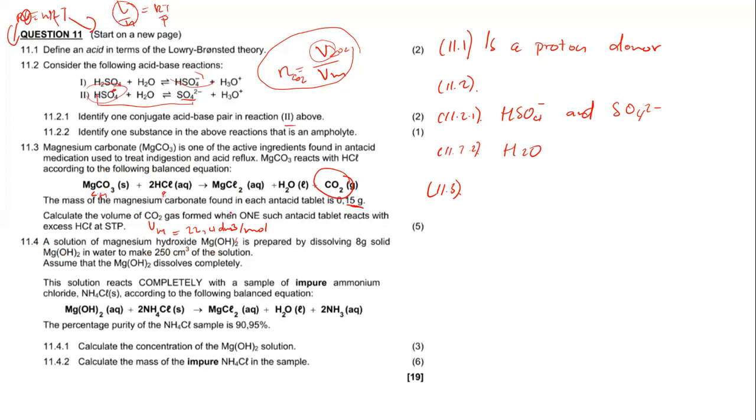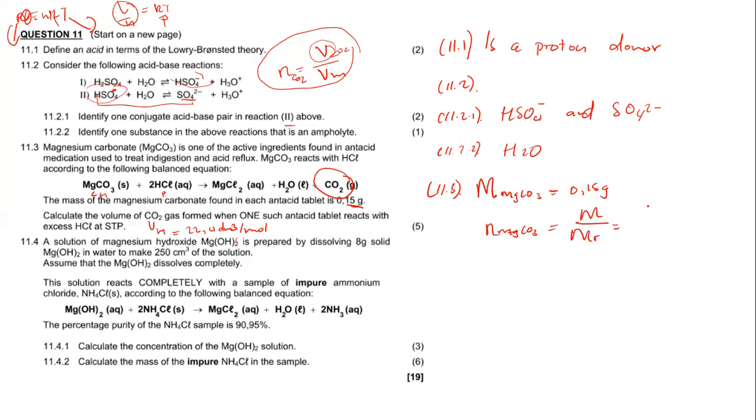So the mass of magnesium carbonate is given to be 0.15 grams. We're going to convert this mass into number of moles. This is our limiting reagent, right? To determine the number of moles, we need the molar mass. We can just use the formula. Let me write it: number of moles of magnesium carbonate is equal to the mass of magnesium carbonate divided by the molar mass of magnesium carbonate.